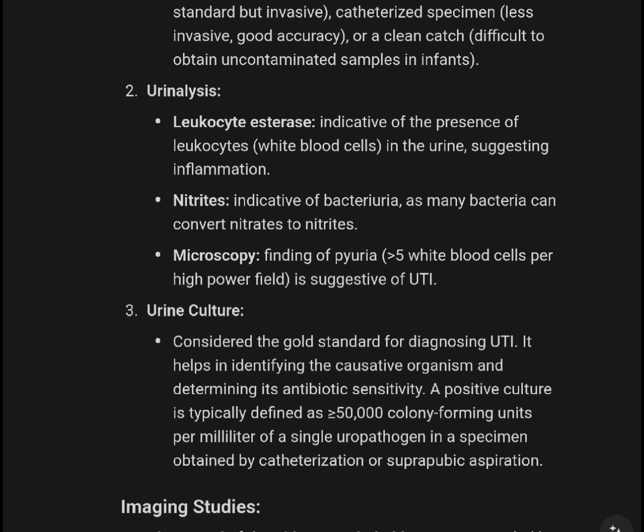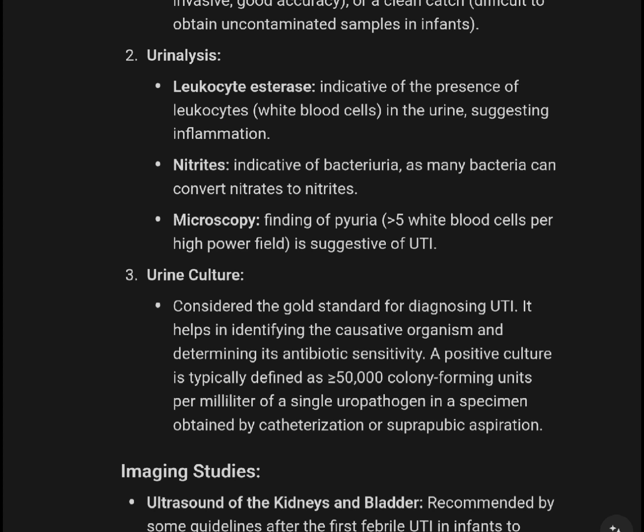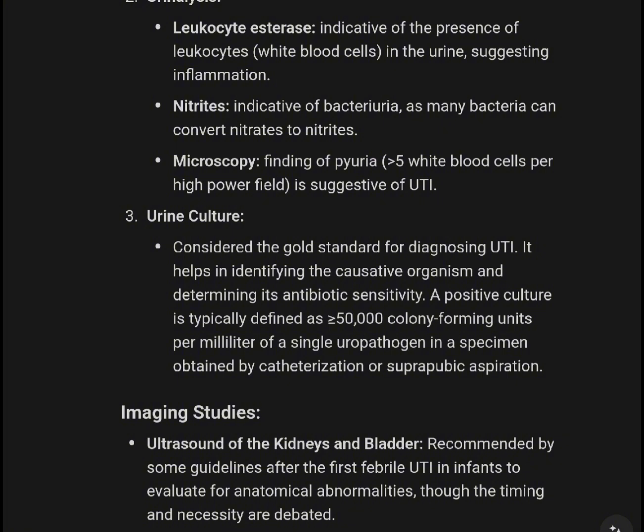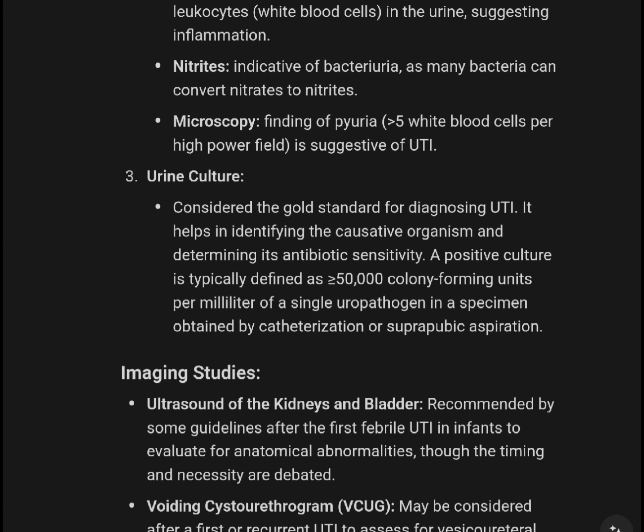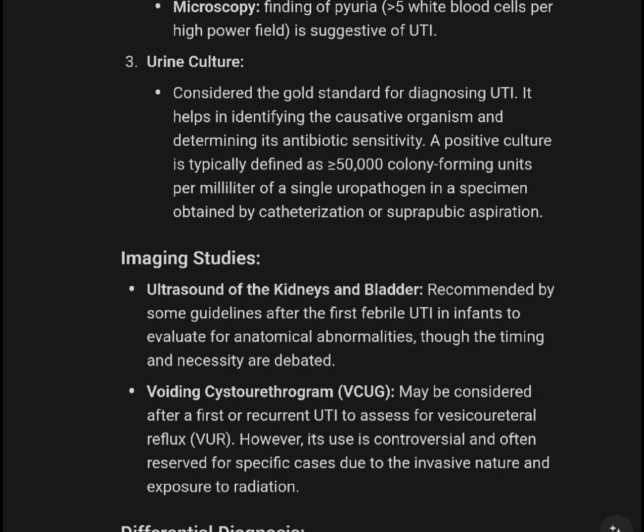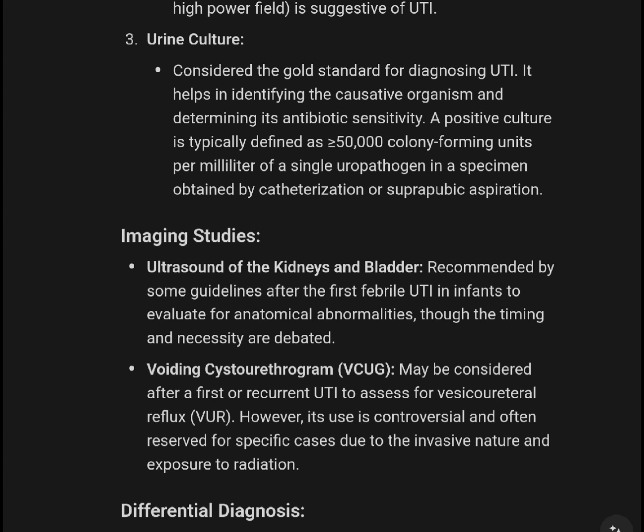Uncontaminated samples are hard to get in infants. Urinalysis: leukocyte esterase indicates the presence of leukocytes, white blood cells in the urine, suggesting inflammation. Nitrites are indicative of bacteriuria, as many bacteria can convert nitrates to nitrite. Microscopy finding of pyuria, over 5 white blood cells per high power field, is suggestive of UTI. Urine culture is considered the gold standard for diagnosing UTI. It helps in identifying the causative organism and determining its antibiotic sensitivity.